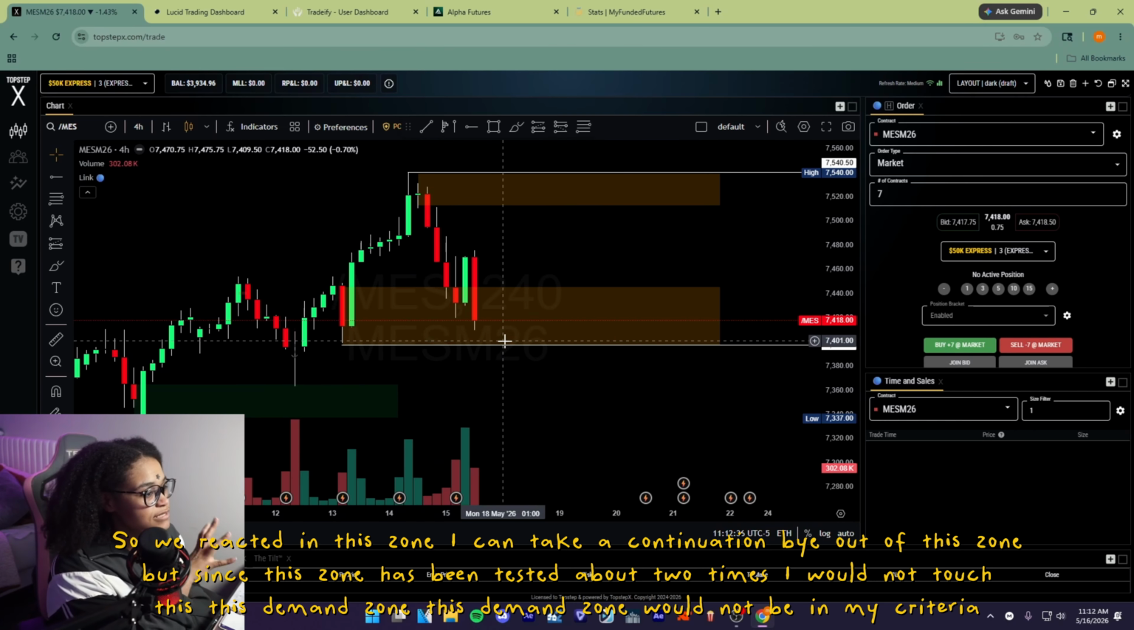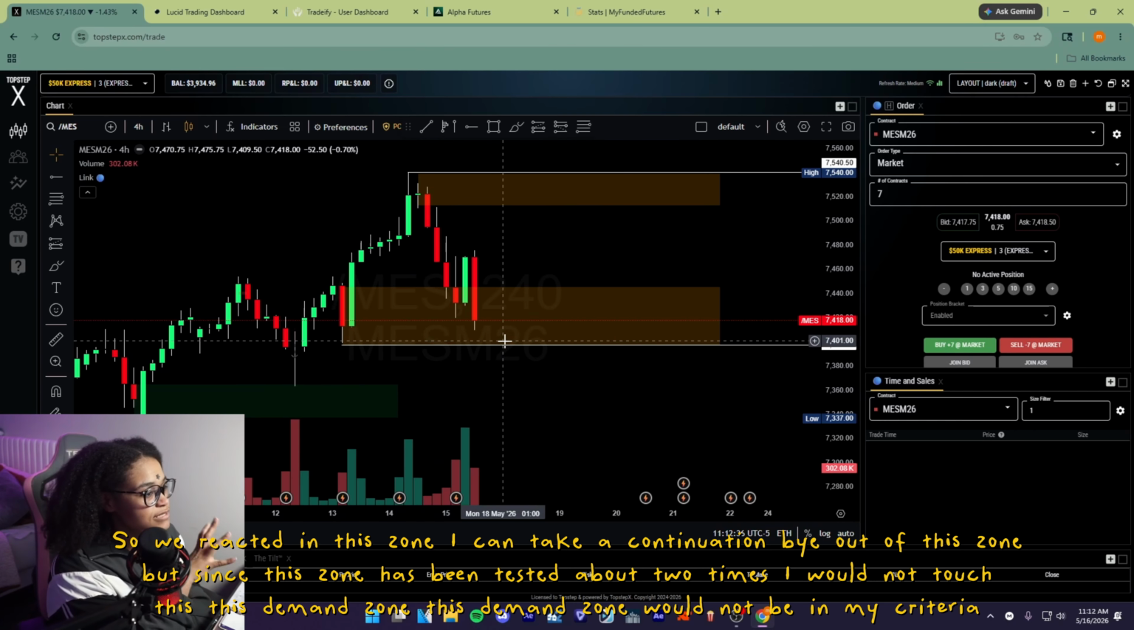This first reaction, when it came into the zone, sure, you could take it. But once it came back again, you could take it still. But that third time, it gets kind of iffy. At that point, the likelihood of it breaking is stronger, and I would rather just take it as it's broken and not take it. So now let's talk about broken zones, actually.